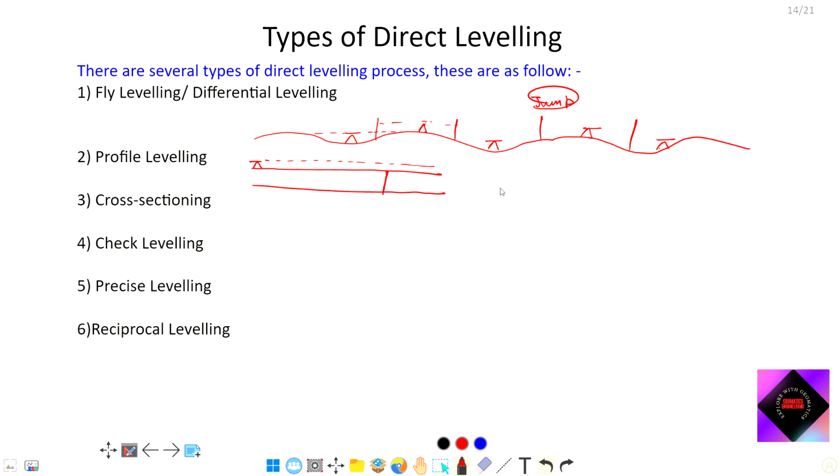Cross section leveling is just as the name suggests: if we are taking a cross section of anything, leveling in the direction of the width of the road. For example, this is our width of road, these are the two embankments. So if I am taking leveling like this and putting the instrument in between of the cross section, and we are determining the cross section, then this type of leveling is called cross sectional leveling.